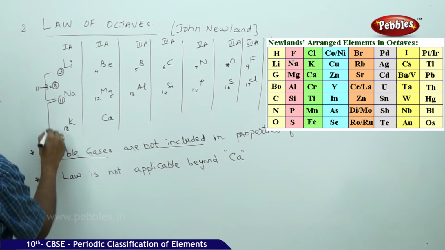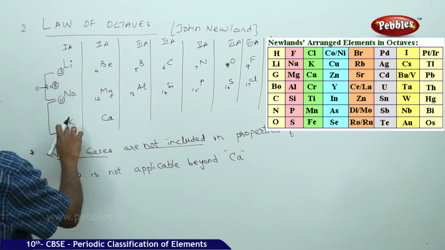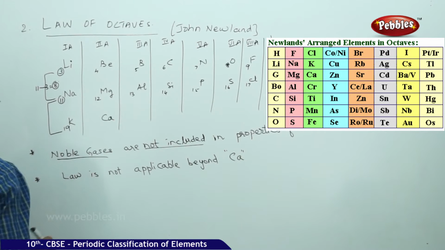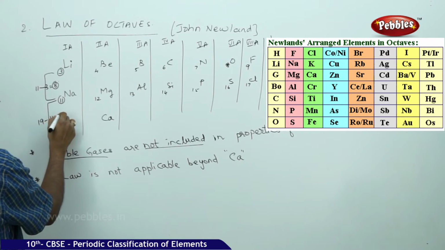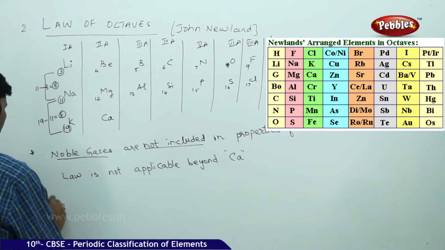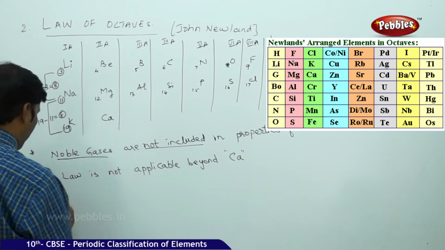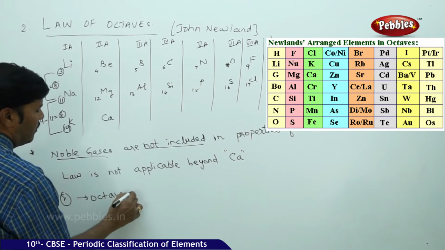Again here, potassium's atomic number is 19. So if you take 19 minus 11, which is equal to 8. So this 8 is the octave of music. Therefore we can say this number 8 is nothing but the octave of music.